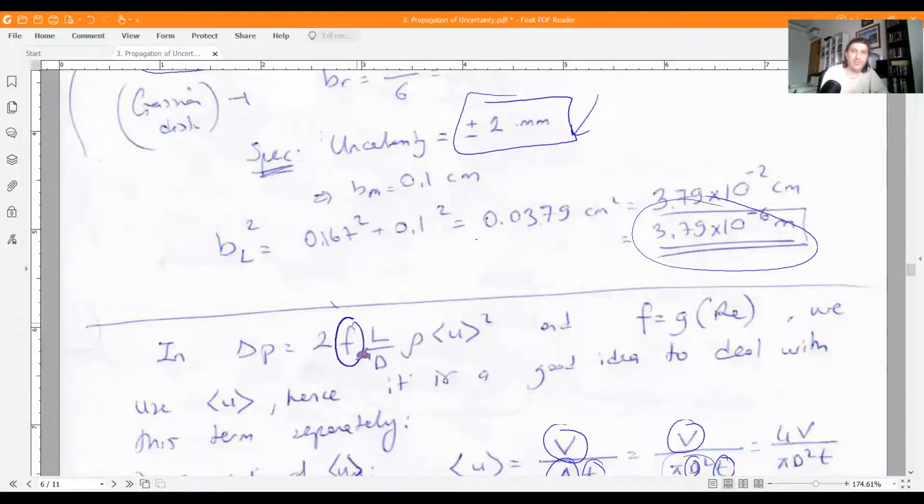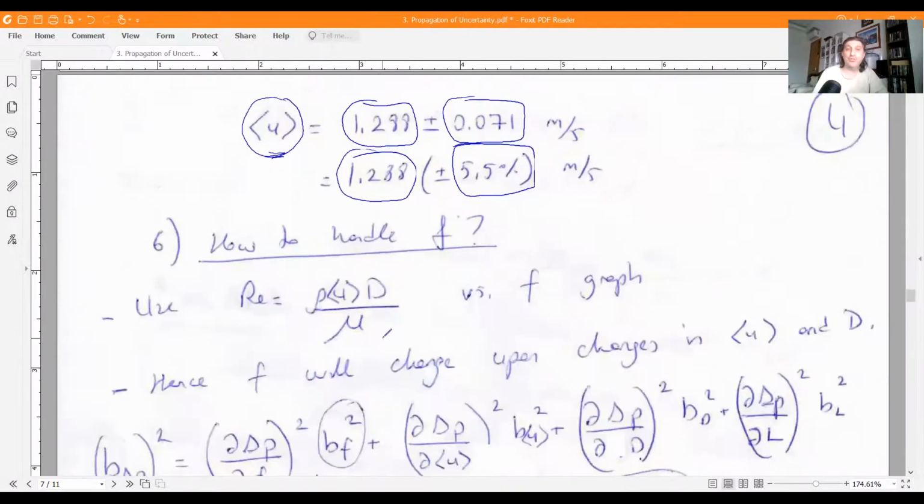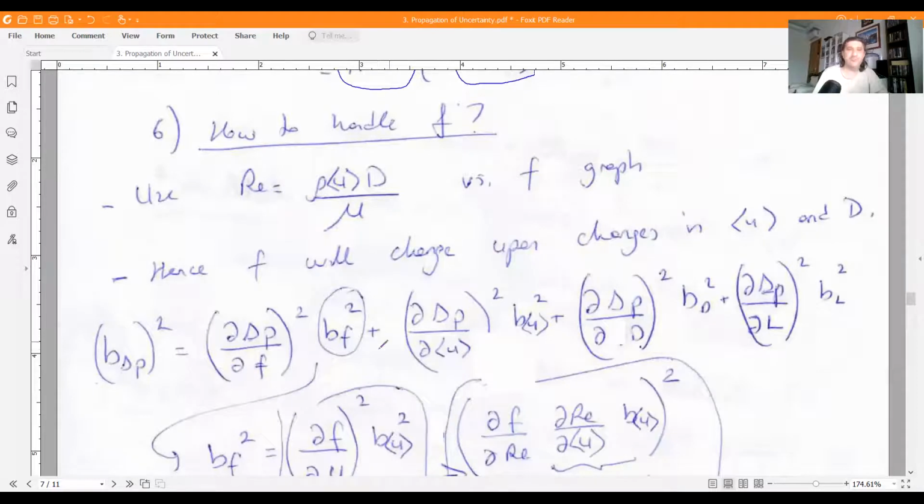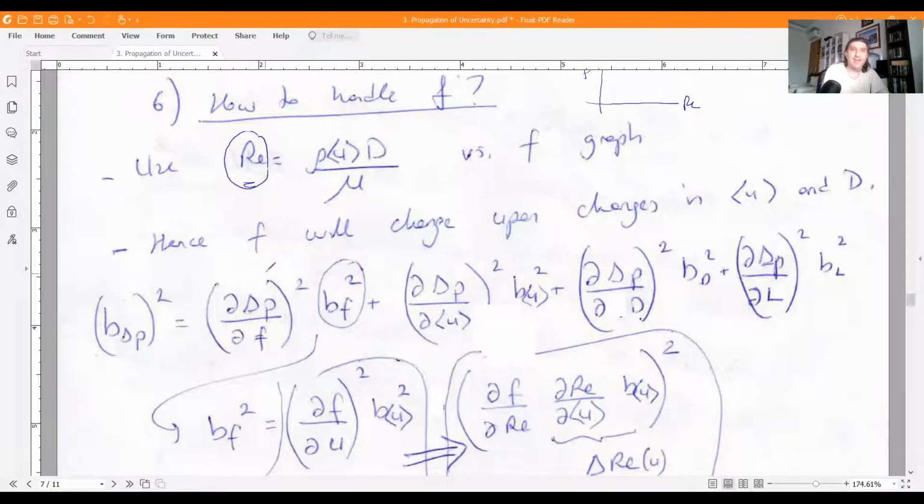Now we have f here, which is the most problematic thing because we have a reading from the graph. So what we are going to do is use this expression, because f is a function of Reynolds number. As I said, I'm going to show you. We have a fanning friction factor versus Reynolds number graph, and Reynolds number consists of these terms. So if I write this whole thing like this, the bias in pressure drop is going to be the partial derivative with respect to f, partial derivative with respect to u, d, and l.